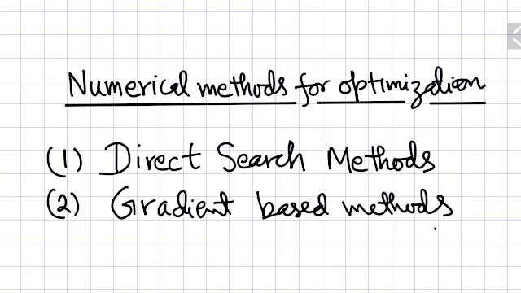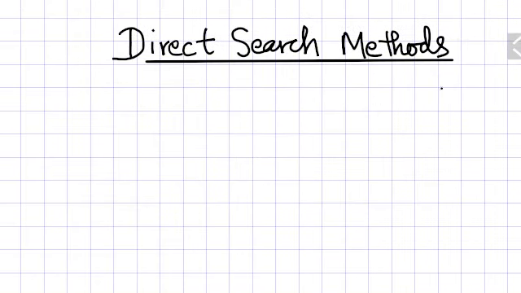In the direct search method, no mathematics is done, like finding derivatives, etc. Only the objective function values are used to guide the search process. And in gradient based methods, derivative information is used to guide the search process. So we will start with the direct search method. Let's see what it is.